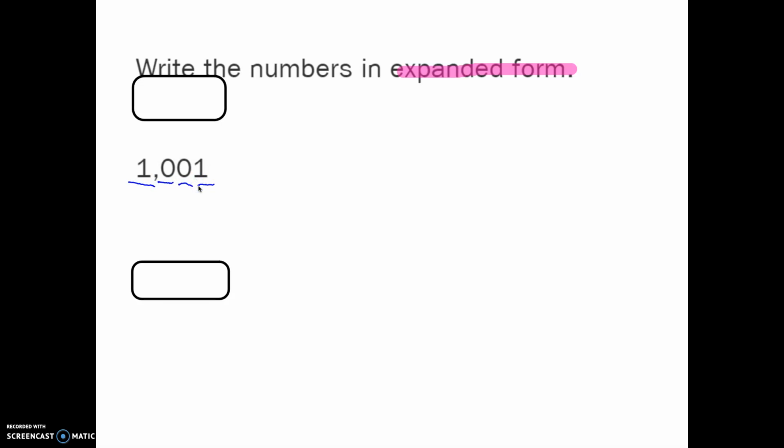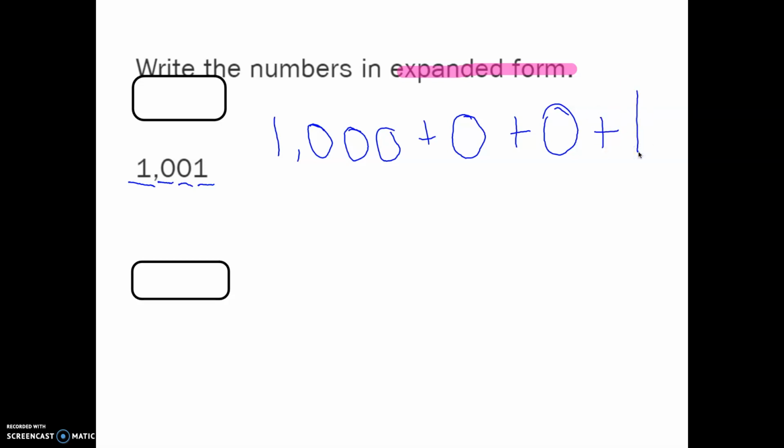If I have a 1 in the thousands place, then for expanded notation, that's 1000. I have a 0 in the hundreds place. I don't have any hundreds. I have 0 hundreds, so I put 0 down. I have a 0 in the tens place. The same thing. I don't have any tens, so I'm going to put a 0 down. I have a 1 in the ones place. So in expanded form, 1001 would be 1000 plus 0 plus 0 plus 1.